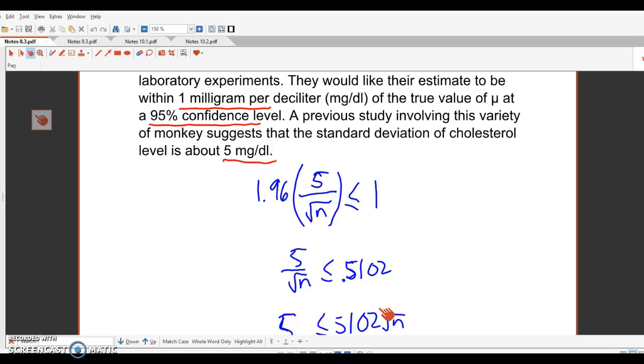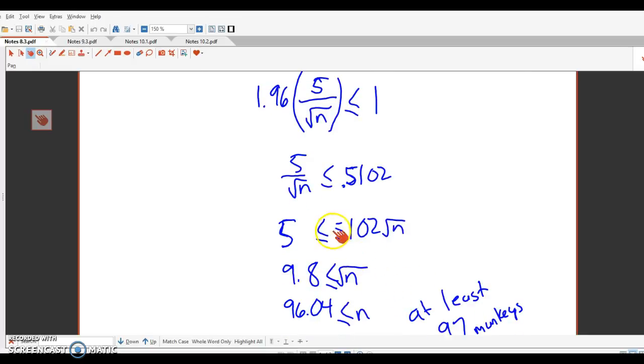That's where the 0.5102 comes from. Then I chose to multiply both sides by square root of n, divide by the 0.5102, that should have a point in front of it, and then square both sides to come up with my estimate for n.